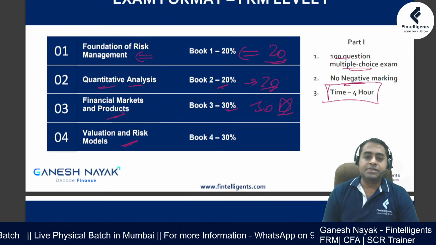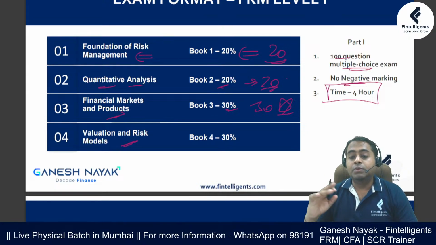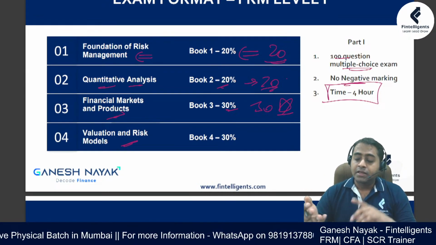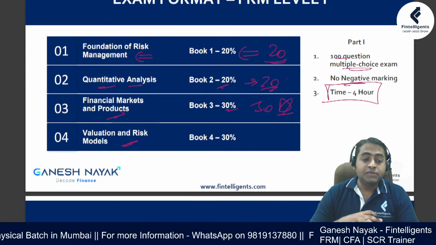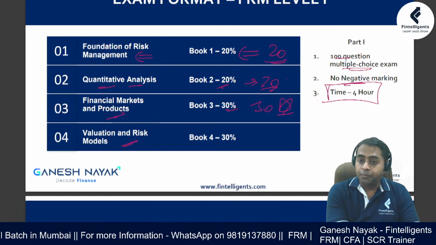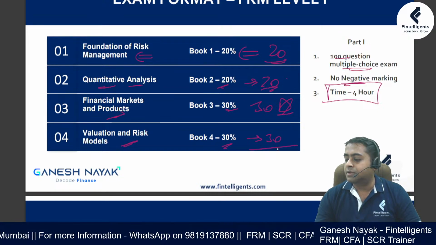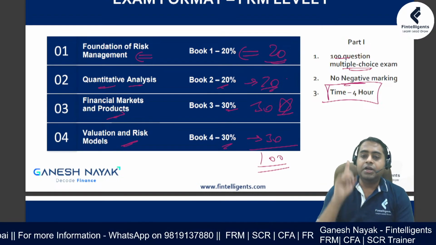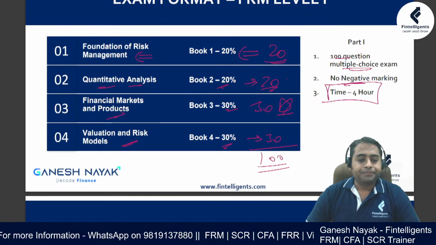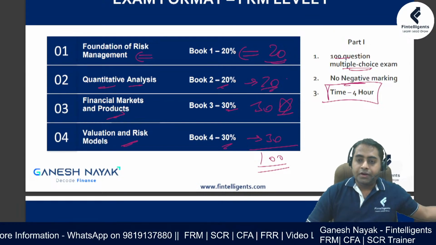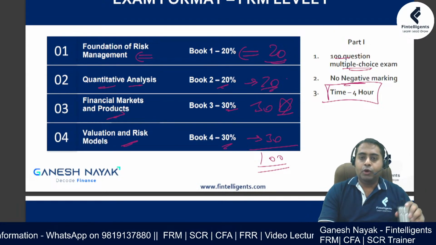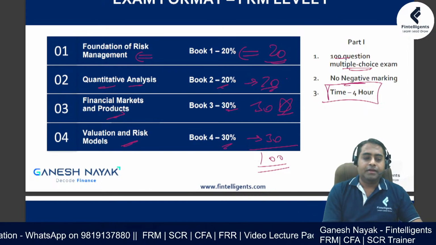Next is valuation and risk models. In this you will be talking about bond valuation in detail. They'll be talking about risk models, which a lot of banks use. That is also around 30%, so you'll find 30 questions. So overall you will have 100 questions from Level 1. I hope everybody is with me till this point.